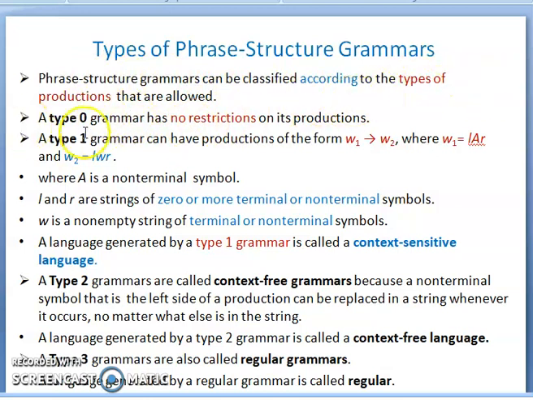Based on the type of production. Type 0 is the phase structure grammar that has no restrictions on its productions. If there is no restriction on productions, then that type of phase structure grammar is called type 0 grammar.